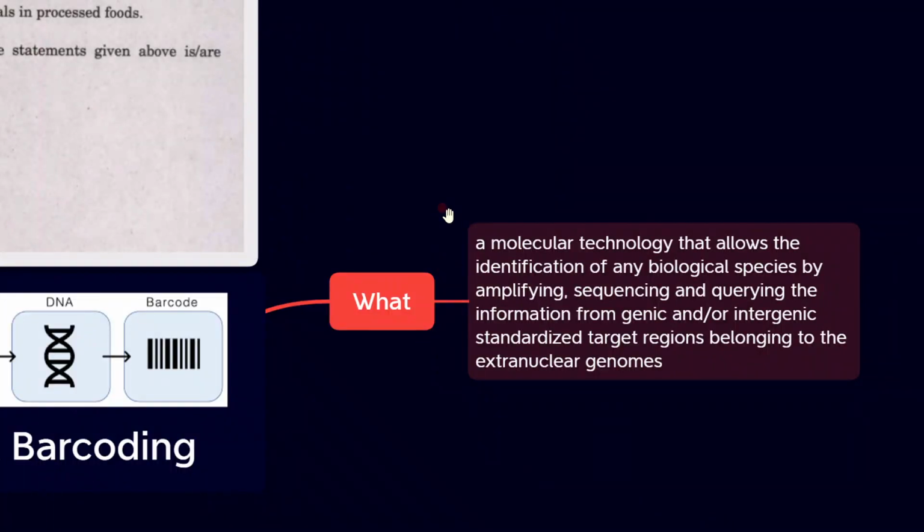It's basically a technology that allows identification of any biological species by amplifying, sequencing, and querying the information from genic or intergenic standardized target regions belonging to the extranuclear genomes. So basically, it's a technology that identifies any biological species. That's the whole crux of what DNA barcoding is.